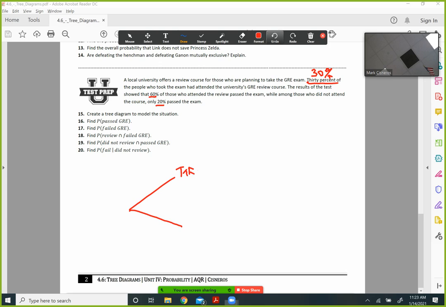You can either take the course or not take the course. There was 30% of people who took it, which means that 70% did not take it. Guys, when you're drawing a tree diagram, always use the decimal version of the percentage, because when you want to multiply to figure out probability, you want to use the decimal version, okay?